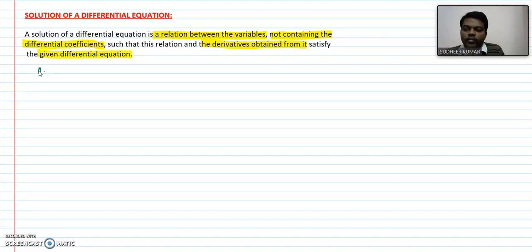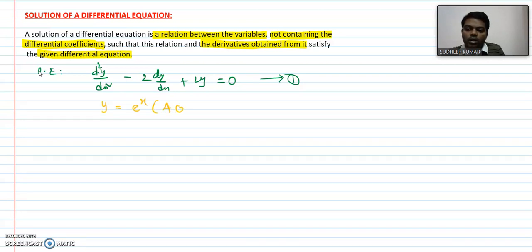So let us take a differential equation: d square y by dx square minus 2 dy by dx plus 2y equal to 0. Let it be equation 1, and y equal to e power x into (a cos x plus b sin x). Let us see whether this function is a solution of the given differential equation or not.